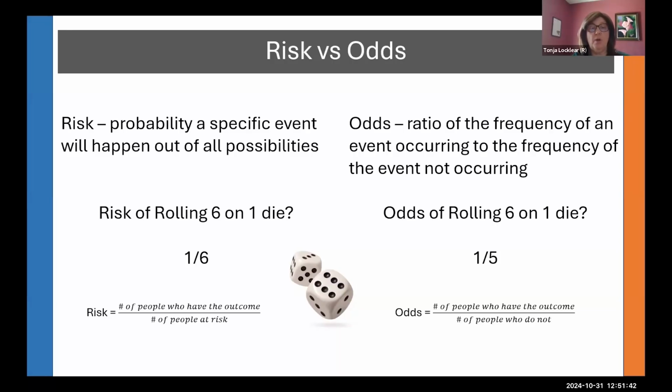It's the number of people who have the particular outcome, or in this case, the 6, out of all the people that are at risk or out of all the outcomes.